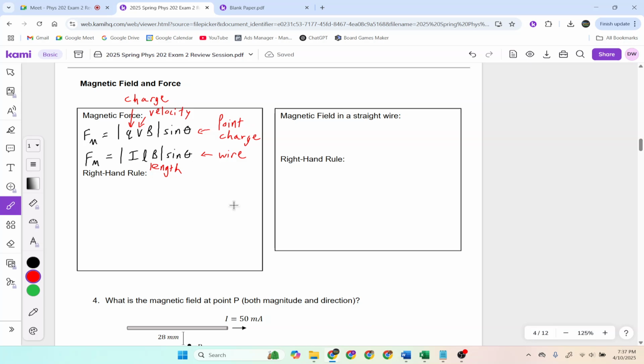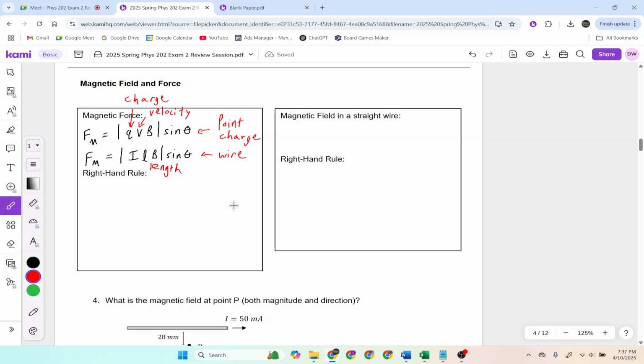And then we have the right-hand rule. So, fun fact, there are 4 different right-hand rules to use in this class. One for magnetic fields, one for magnetic force, one for Faraday's and Lenz's law, and one for the electromagnetic wave. 3 of those I just said will be on this test. The last one you might not cover at all. I'm not sure. We'll see.